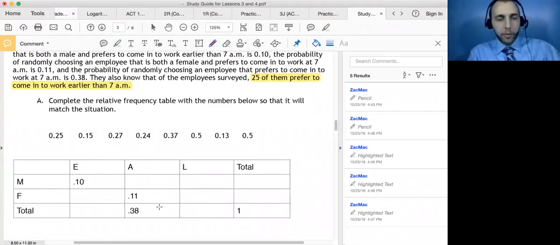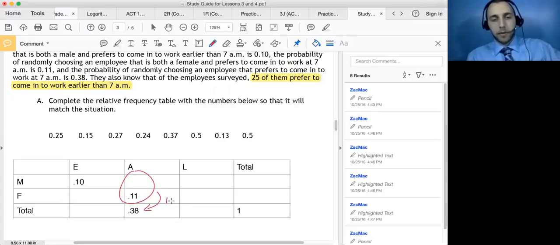We know that the total probability of males and females that like to come into work at 7 a.m. is 0.38. And the females are 0.11. So if we do 0.38 minus 0.11, we should get the probability of just the males, right? Because these two need to add up to that one. So that would be 0.27. So we use that option. We're not going to use that again. They won't be repeated. 0.5 is occurring twice because we do need to use that 2 times in the table.